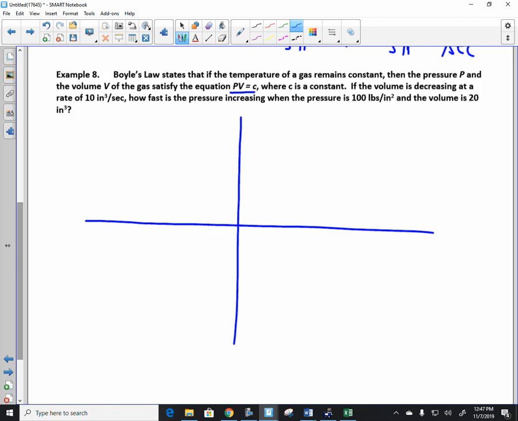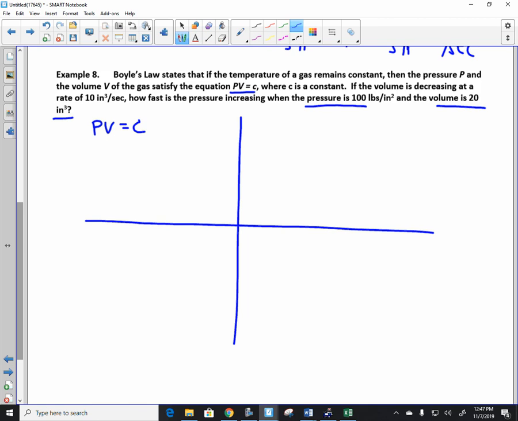What you do is sometimes you don't really have a picture, but you start to model what's happening with the problem, okay? So let's see what's happening here, okay? It says when the pressure is and the volume is, okay? See that? So we have P times V is equal to C.